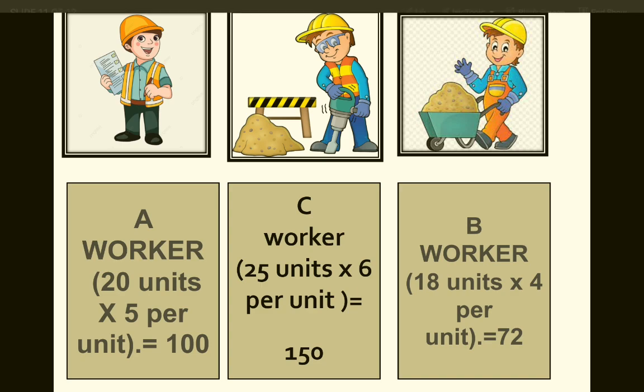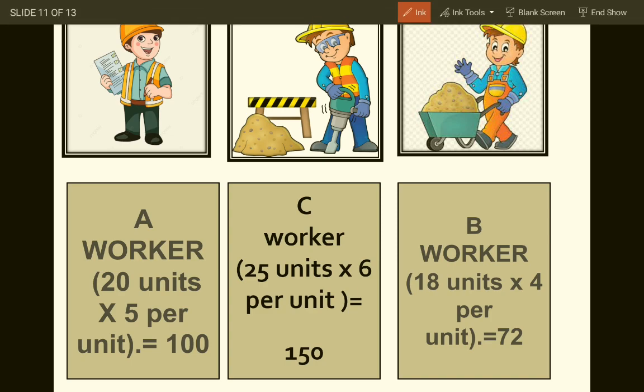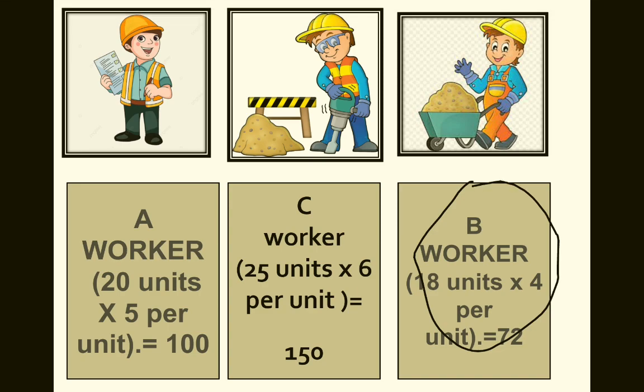So who is efficient? C is efficient, and A is also efficient because he is performing according to the standard, but B is inefficient. The conclusion is this.